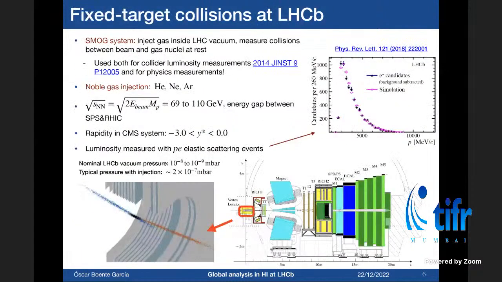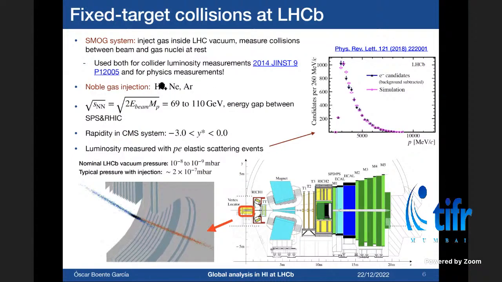So apart from the standard collisions, at LHCb we have a special configuration which allows us to get fixed target collisions. This is achieved with the SMOG system. Basically, we can inject gas in this detector here, the Vertex Locator, and this allows us to record collisions of one of the beams that come this way with the gas at rest. This is used both for measuring the luminosity of the beams, but also for physics measurements.